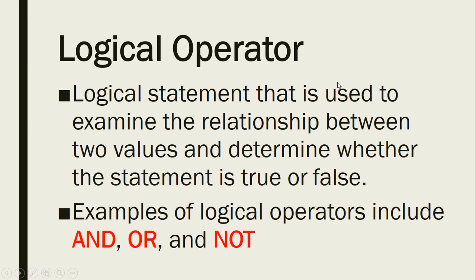All right, and then finally we have a logical operator, and this one you're probably a bit less familiar with. This is a logical statement that is used to examine the relationship between two values and determine whether the statement is true or false. And so when we get into programming, we'll be using the words and, or, and not. All three of them are highlighted in red below.